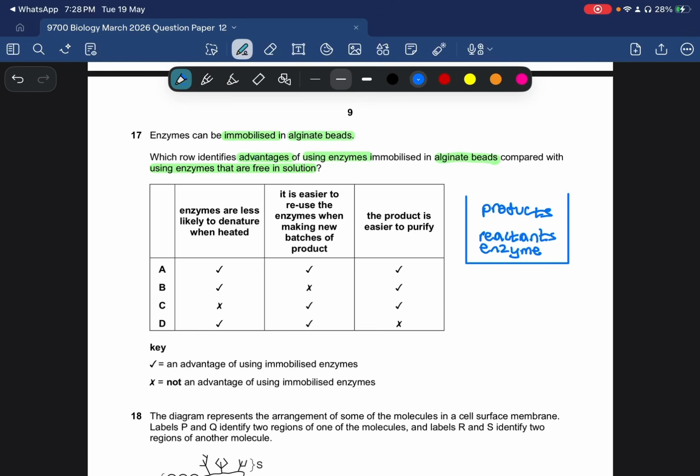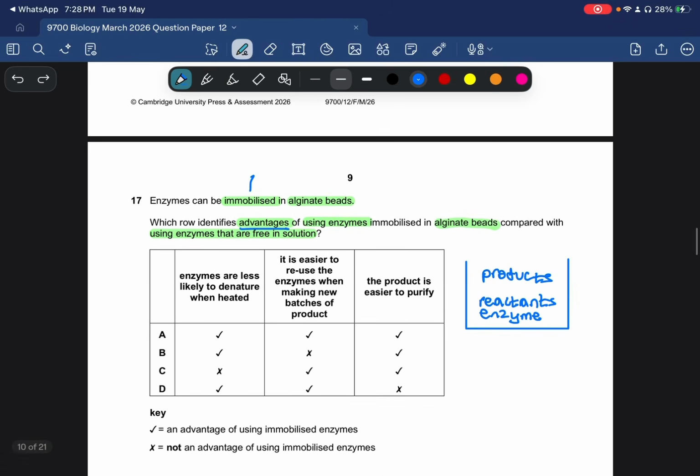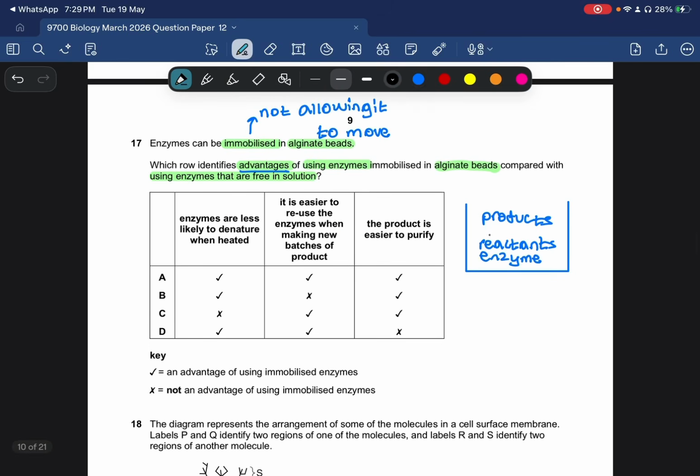But if you think about an advantage of immobilizing it, immobilize basically means not allowing it to move. So if you're not allowing the enzymes to move, the product automatically becomes easier to purify, right? Because the reactants are used up. This is not moving. This is the only thing moving. So you can easily purify it. So this is correct and D is wrong.